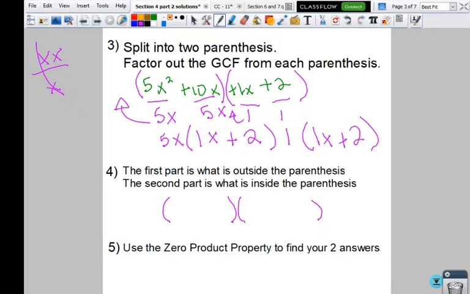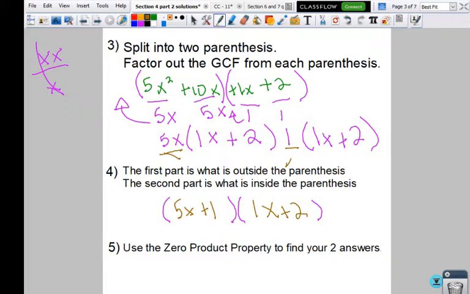Step 4, you're getting 2 parentheses here. My first parentheses is everything on the outside, so the 5x and the 1. We're going to toss in our first parentheses 5x, and I'm going to go plus 1 because it's positive. My second parenthesis is, you see how I have 1x plus 2, 1x plus 2? I just pick 1 and I toss it in there. It doesn't really matter which one.